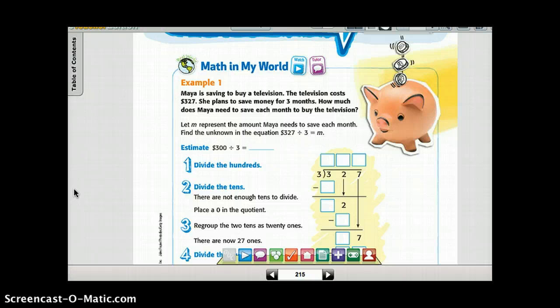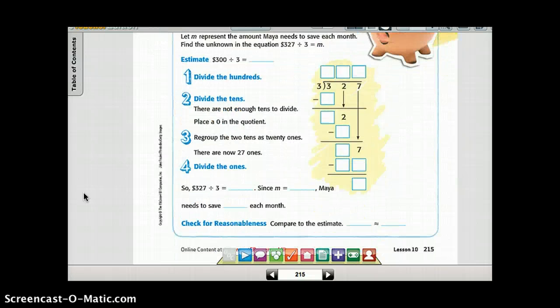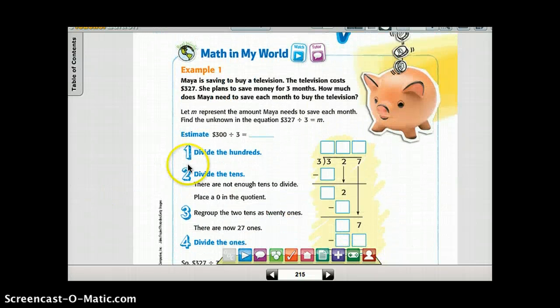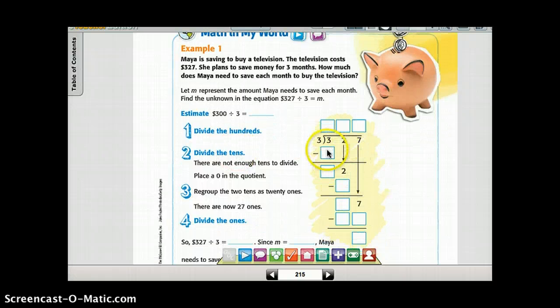Okay, so let's go ahead and take a look at that in your book. I'm on page 215. So this first example of math in our world is 327 divided by 3. So here our dividend is 327, our divisor is 3, and we're trying to find out that quotient. So you guys know this process. We're going to divide the hundreds first. So I'm going to get my pen. 3 divided by 3 gives us 1. And then 3 times 1 is 3. 3 minus 3 is 0.